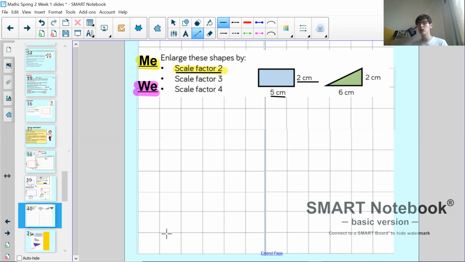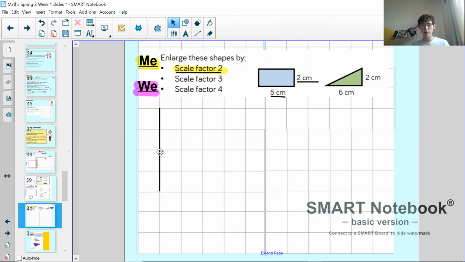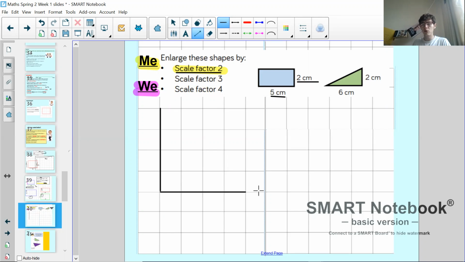So 2 doubled is 4. So I'll go 1, 2, 3, and 4, okay? So I've gone 4 up. I'm actually going to put it a little bit higher up, okay? 4 here, okay? So now we've got our 5, and we're going to double that as well, giving us 10. So we'll go 10 squares along the bottom. 1, 2, 3, 4, 5, 6, 7, 8, 9, 10. Okay, and then we'll just simply finish off our rectangle.